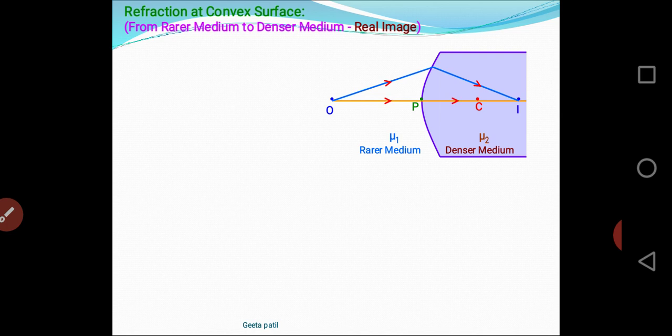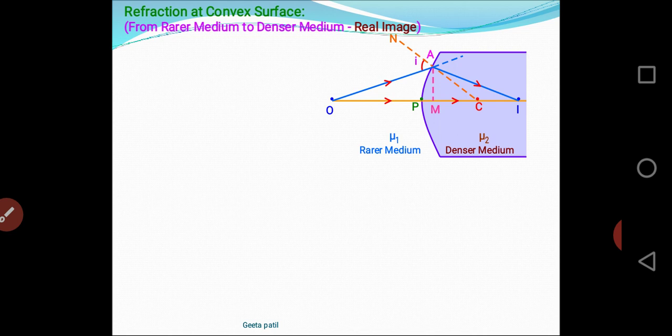Here, initially, the ray of light coming from rarer medium is incident on the refracting surface and gets refracted in the other medium, that is denser medium, and meets the principal axis at point I, where another ray coming from the point object passes in a straight line through the pole of the refracting surface and center of curvature. Here we can draw the normal passing through the center of curvature. Let I be the angle made by incident ray with the normal, which is known as angle of incidence.